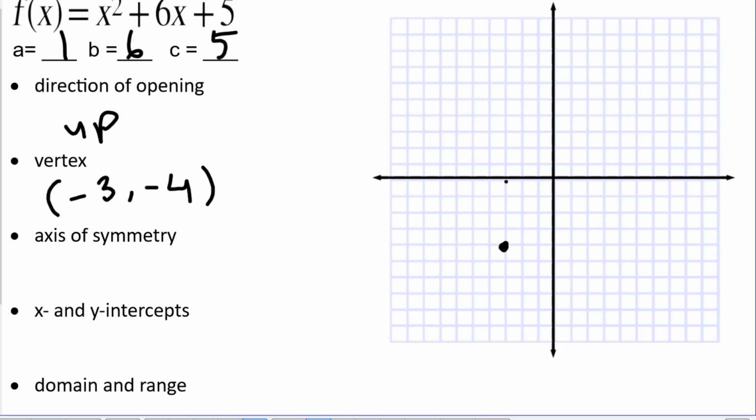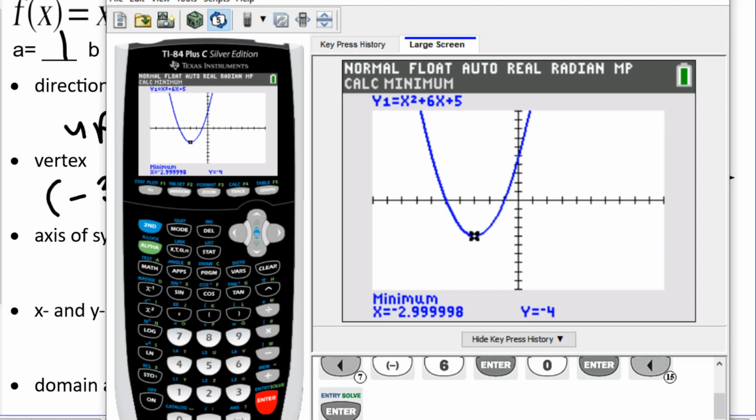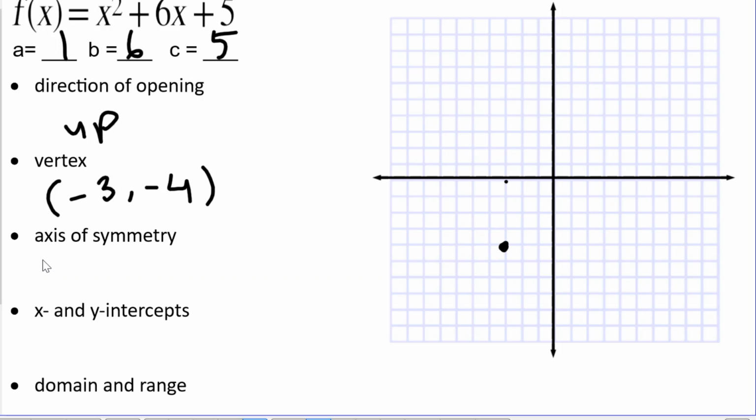Axis of symmetry. So if we remember, that's the line that cuts it right down the middle. So if I was to be able to draw a vertical line right here, right through the middle here, it would give me a nice symmetrical, even shape on either side. And what that is, that's a vertical line through our x value. So for axis of symmetry, I'm going to put x equals negative 3.